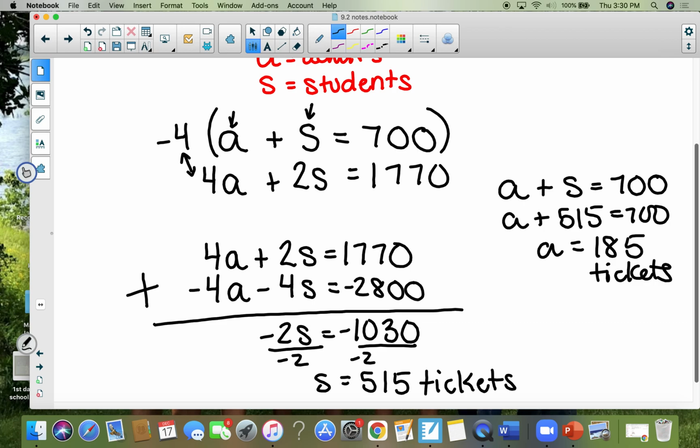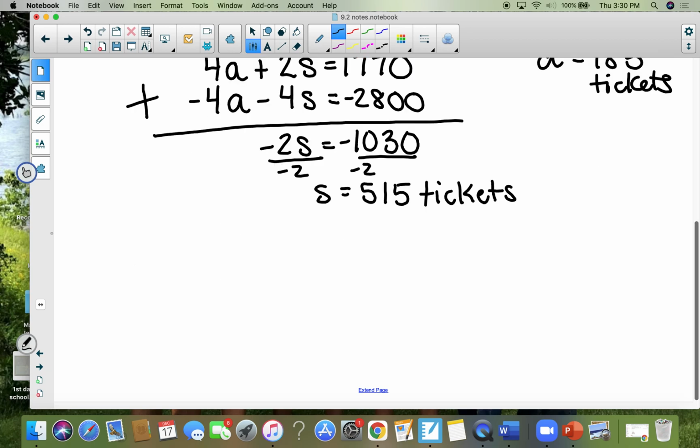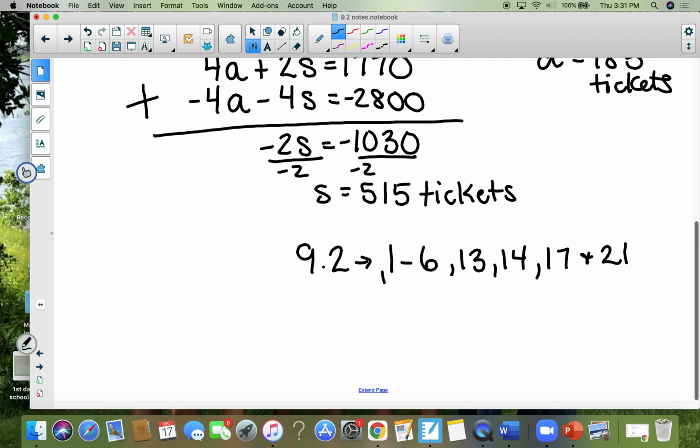And your assignment for today, if you don't want to look at the sheet, is this. For 9.2 in the book, you are doing problems 1 through 6, 13, 14, 17, and 21. So you have 10 problems by using the elimination method. And that's all the notes for today.